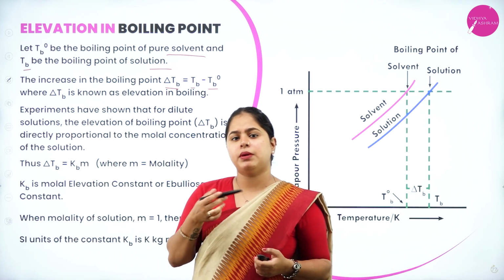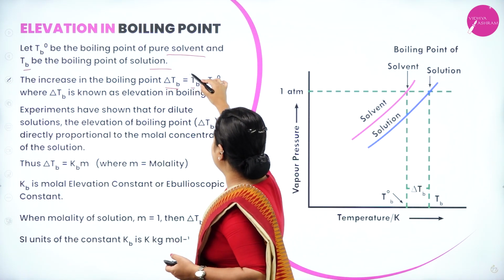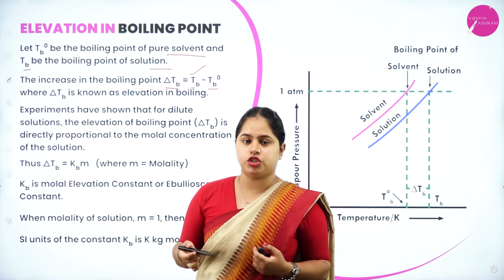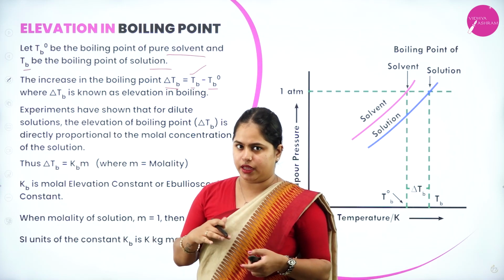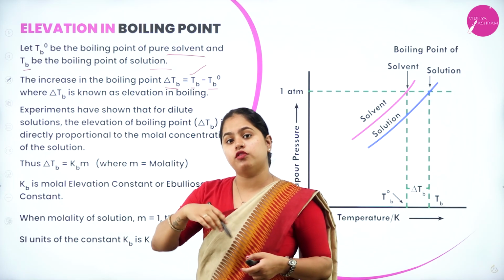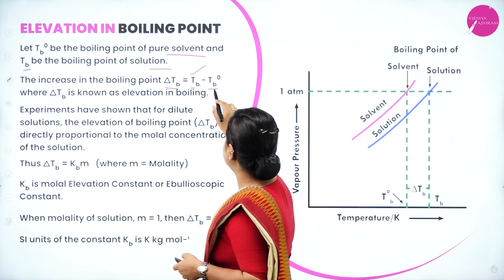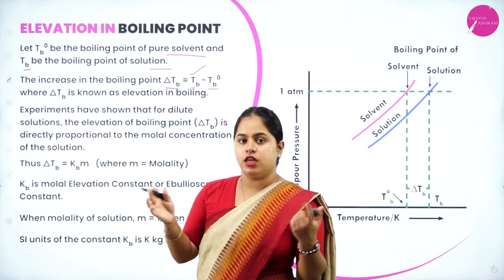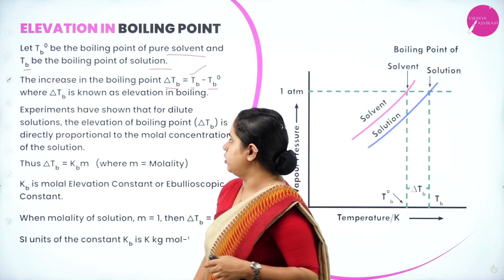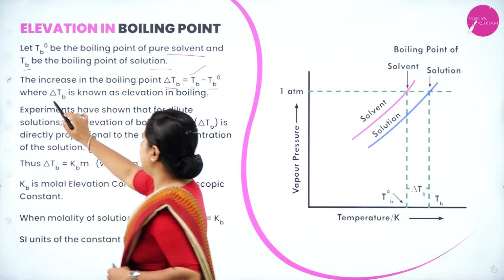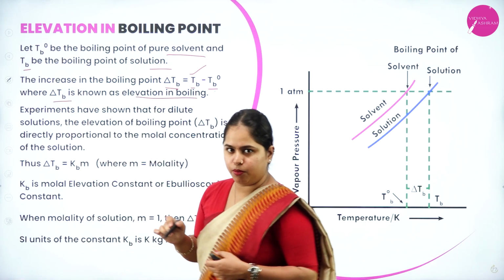Now why is it TB minus TB naught? TB is the boiling point of the solution, which is more, right? We have to take the difference from there. So TB is the boiling point of the solution minus the boiling point of the pure solvent. That difference will give you delta TB. What is that? Elevation in boiling point. So this delta TB is known as the elevation in boiling point.